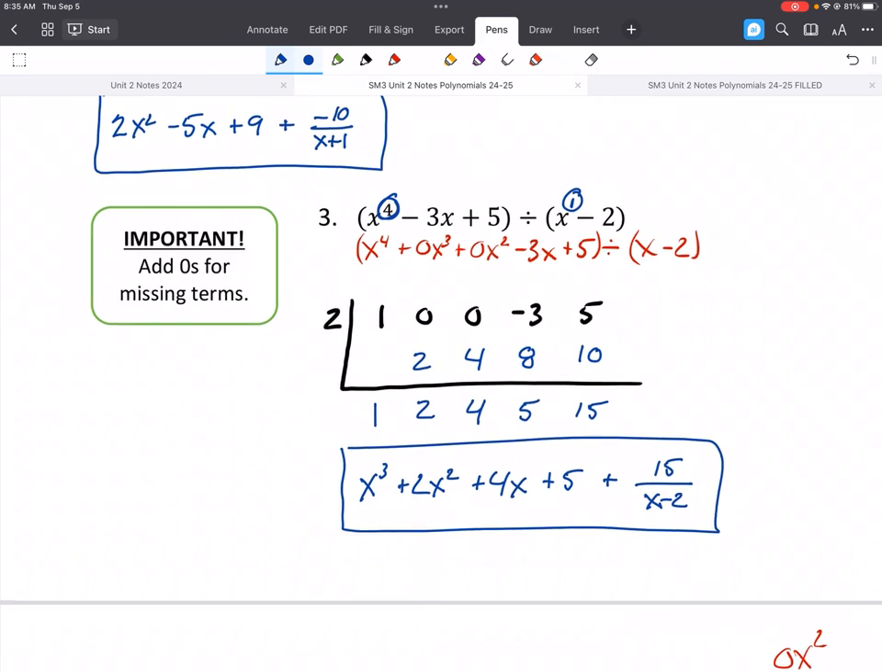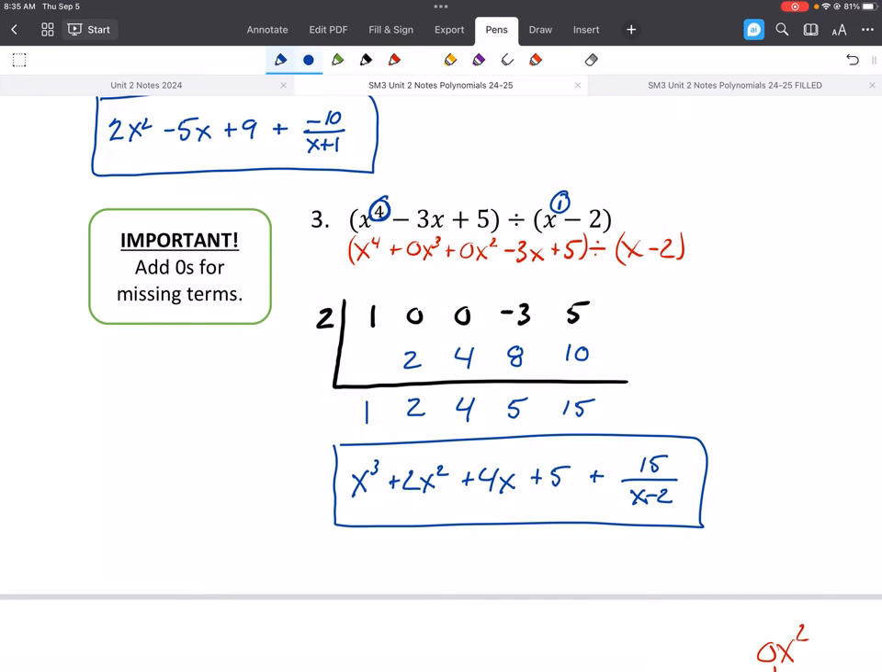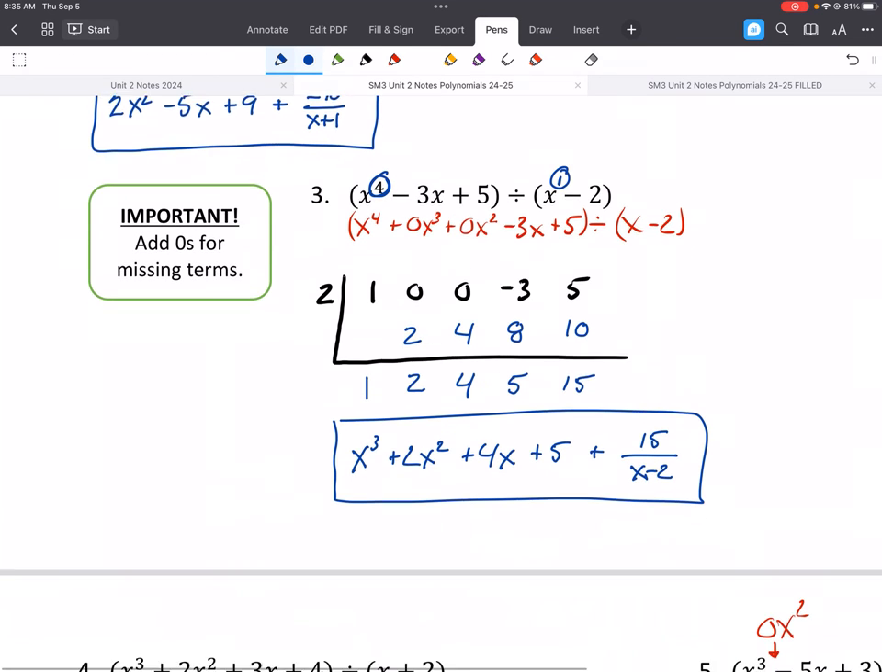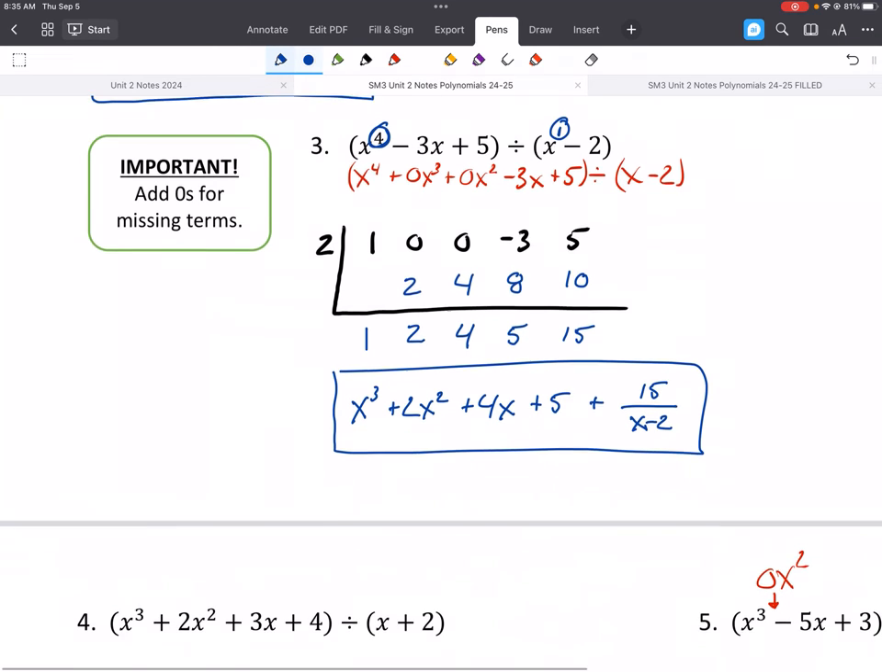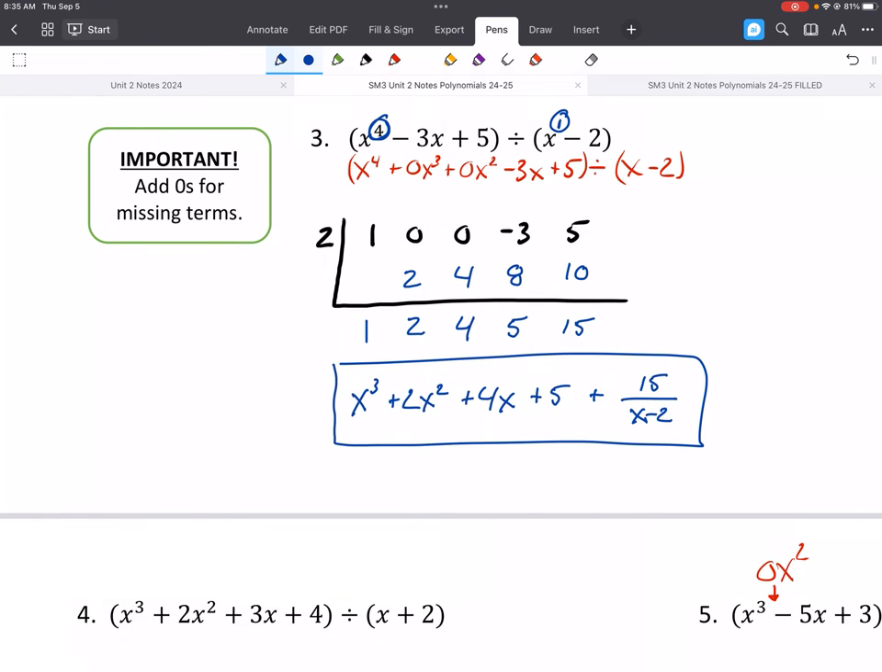Okay, so I feel like it's really quick and it's easier. Again, this only works well if you have a monic linear.